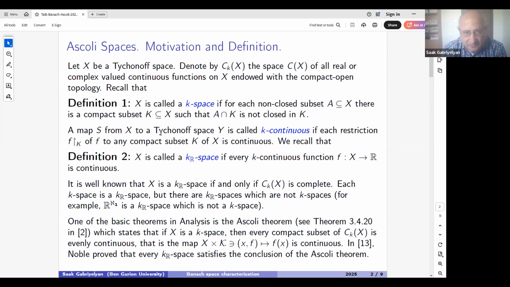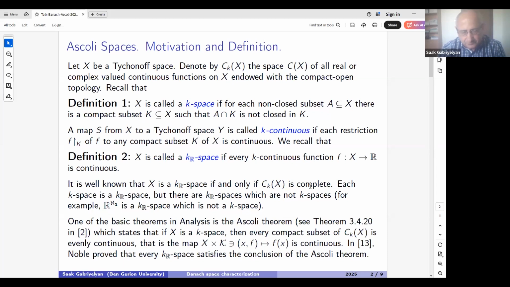A map F from X to a Tikhonov space Y is called K continuous if each restriction of F to any compact subset K of X is continuous. Let me recall also that the space X is called a KR space if every K continuous function on it is continuous. It is well known that a space X is a KR space if and only if the space CKX defined above, as a space of all continuous functions endowed with the compact open topology, is complete in the usual way. Each K space is a KR space, but there are KR spaces which are not K spaces.